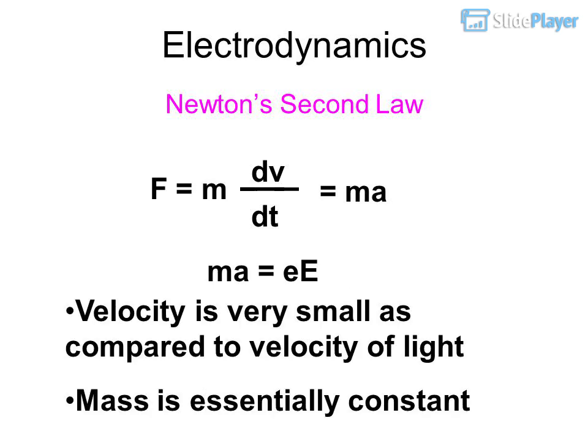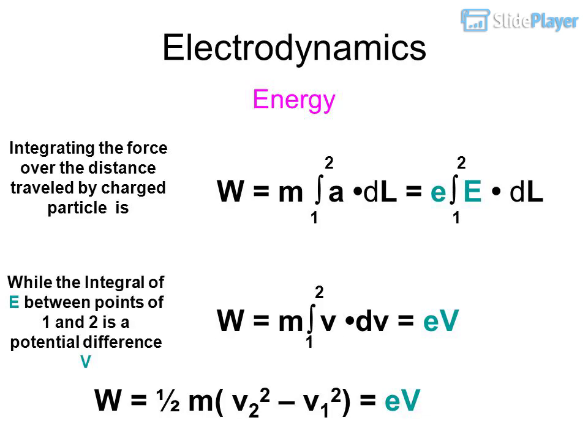Electrodynamics. Newton's second law. F equals m dv/dt equals ma equals QE. Velocity is very small as compared to the velocity of light, so mass is essentially constant.